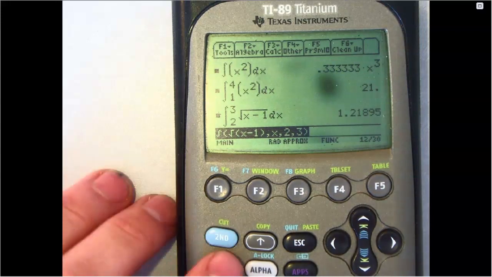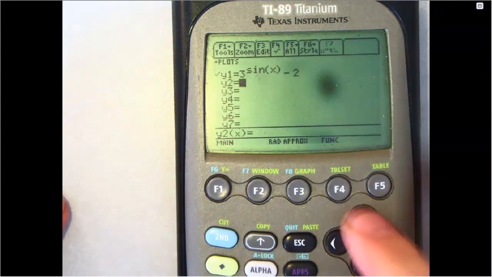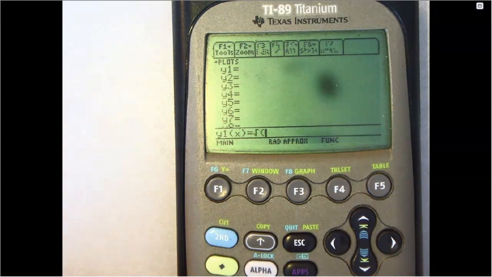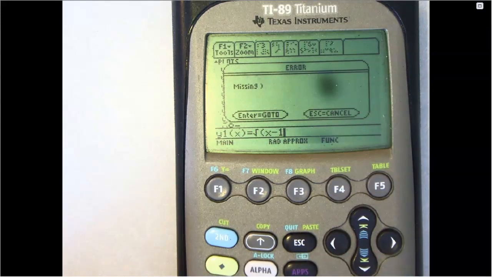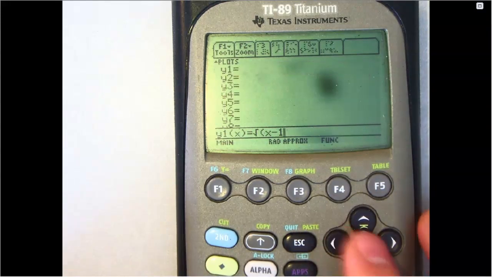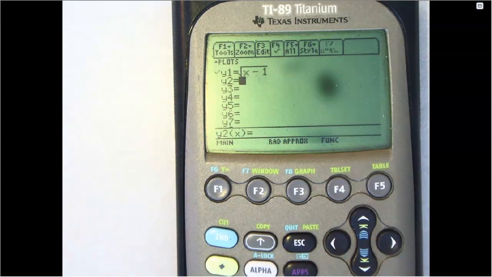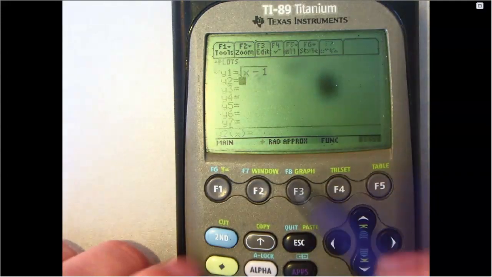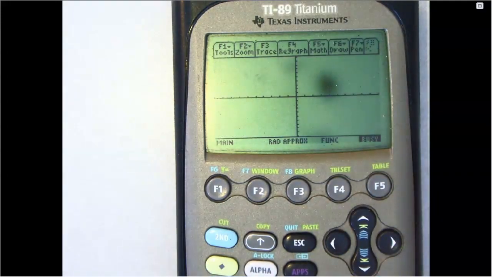I'll show you the other way also, because the graph is kind of cooler because it shades it for you. So I'll type in square root of x minus 1 in my y equals. Right? And then graph it, so go diamond F3 for graph. There's our graph. Everybody good so far? You got the graph, you with me?